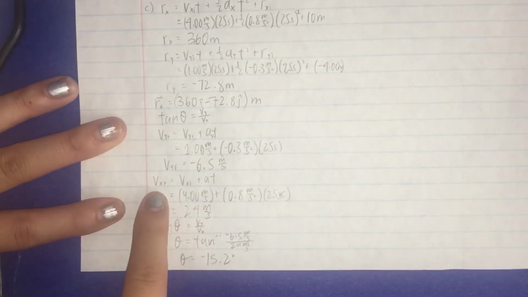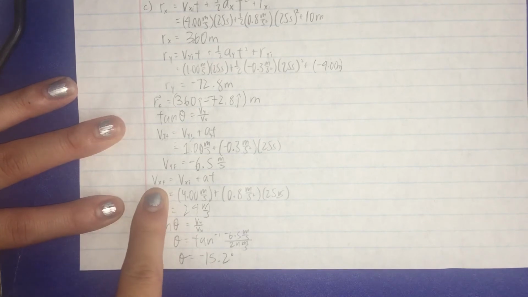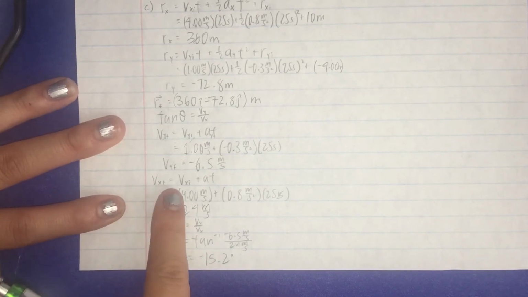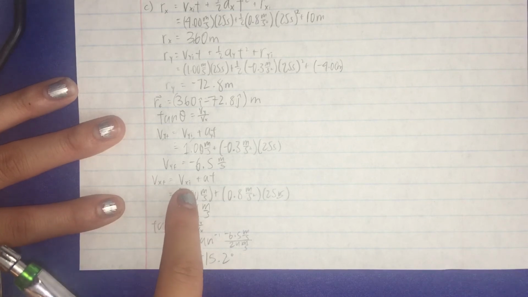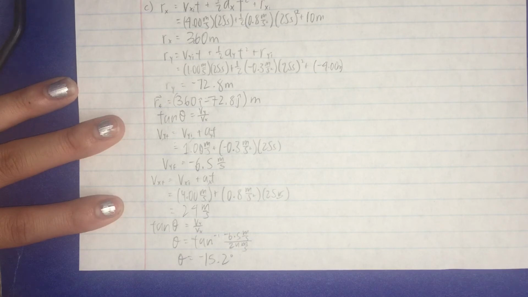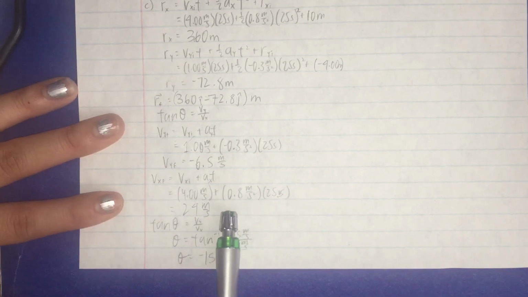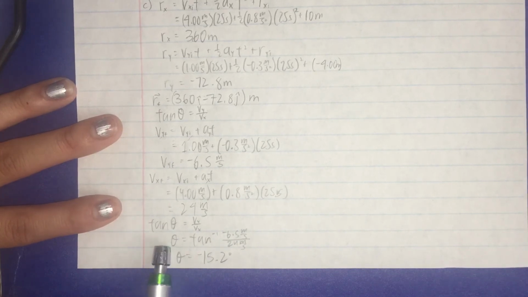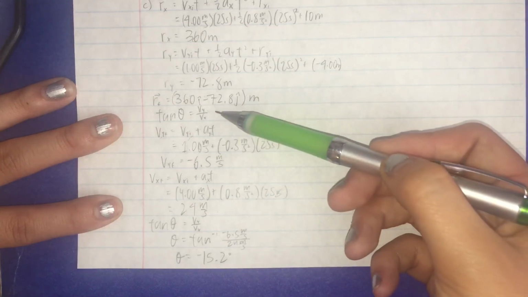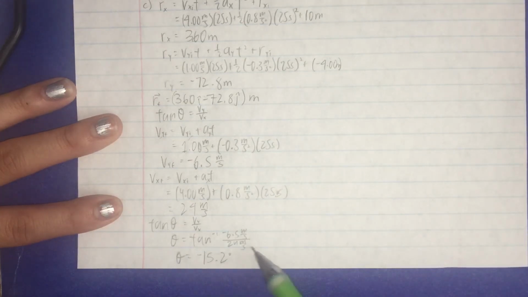And then for the final x component of velocity, you set that equal to the initial x component of velocity plus the x component of acceleration times time. Once you plug everything into that, you should get 24 meters per second. And then finally, we can take these two values and plug them into this equation. Once you plug it in, you should get negative 15.2 degrees.